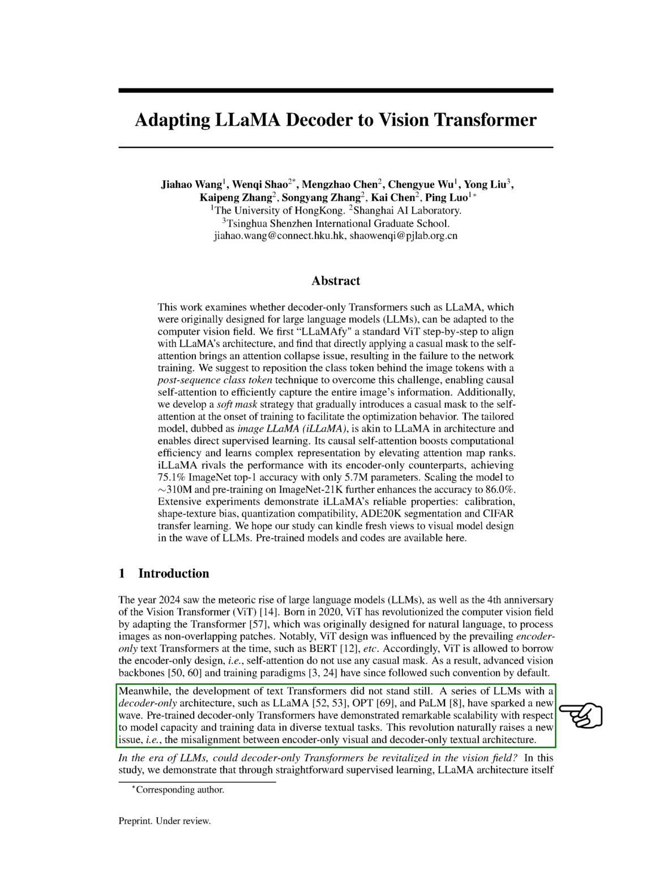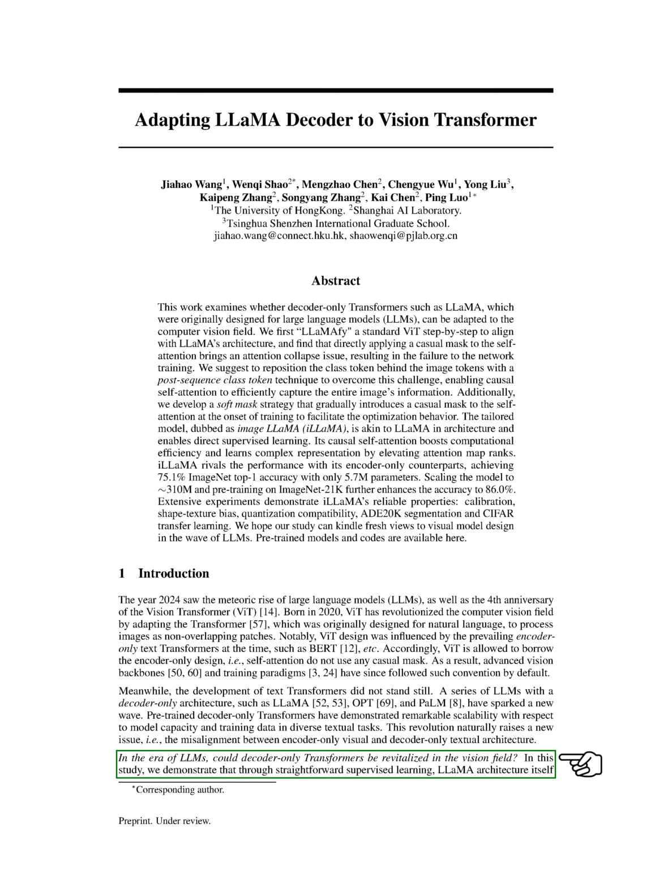On the other hand, new LLMs with decoder-only architecture, such as LLaMA, OPT, and PaLM, emerged, showing great scalability in textual tasks. This led to a mismatch between encoder-only visual and decoder-only textual structures. We explored the idea of revitalizing decoder-only transformers in vision tasks. Through supervised learning, we found that the LLaMA architecture could be modified to process input images effectively.